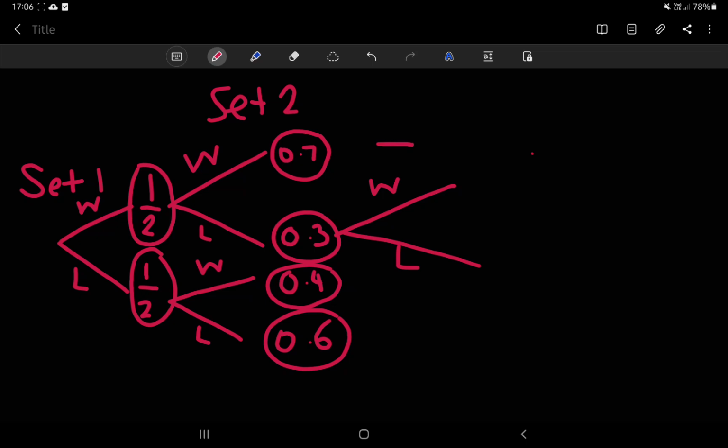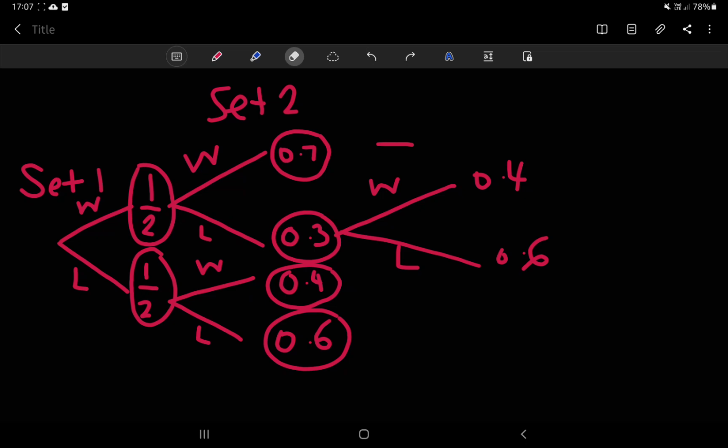Because she lost the previous set, the probability of winning will be 0.4, lower than 0.5, and the probability of losing is 0.6. But you don't have to consider this either, because she has already lost two sets, which means she lost the game. So you don't have to consider that, but it's okay, we'll just write it.